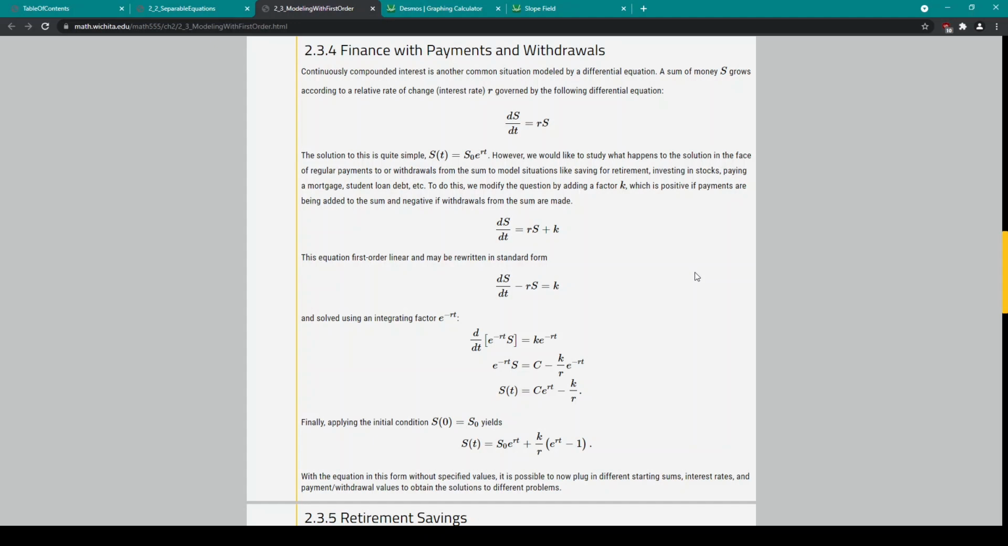We have at the top of this block here a basic exponential growth problem, right? ds/dt equals r times s, where r is some fixed rate and s is the amount of stuff. In this instance, we're talking about a sum of money. Now, one of the adjustments that can be made to this problem is by adding to the differential equation some value k here.